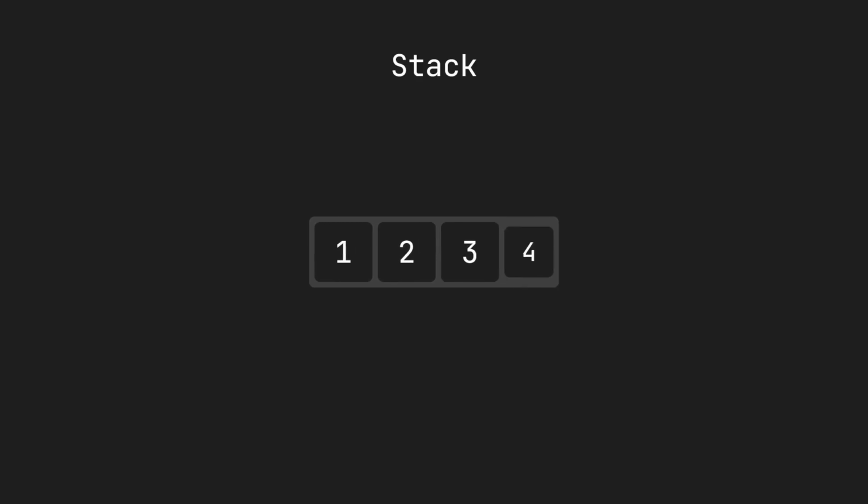A stack is a linear data structure that stores the data based on the order they were added to the stack. Stacks have two main operations, push and pop. Push inserts an element to the end of the stack while pop removes the last item. This means the first item pushed will be the last one popped from the stack.